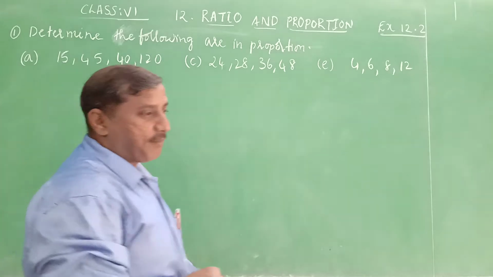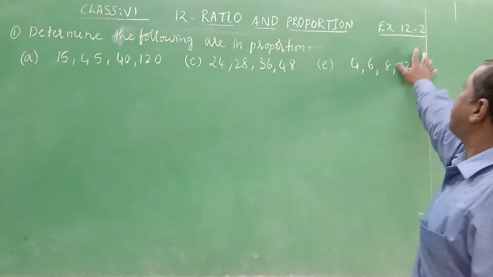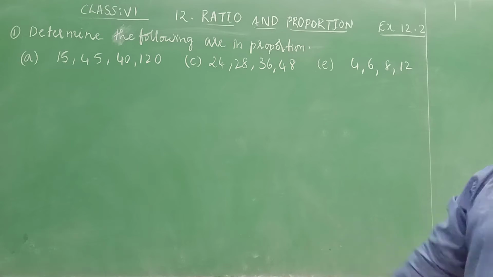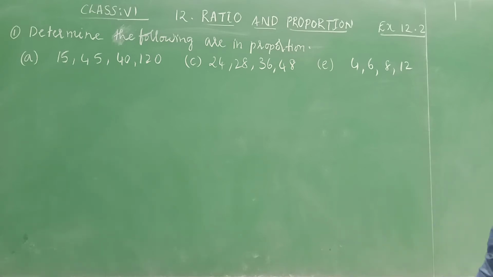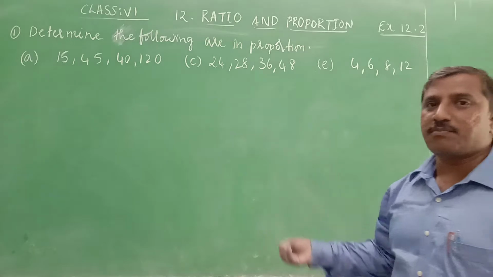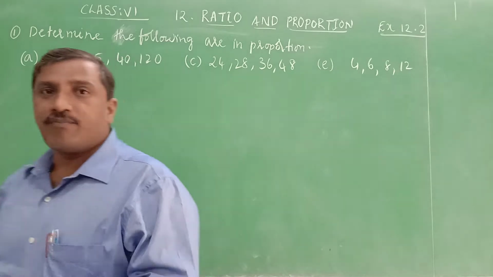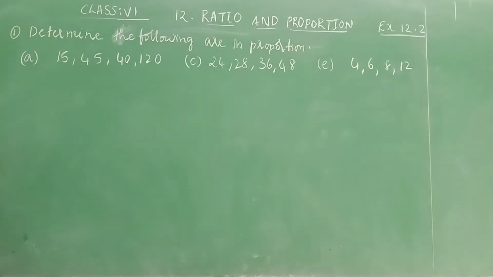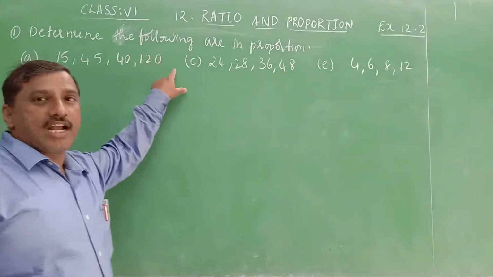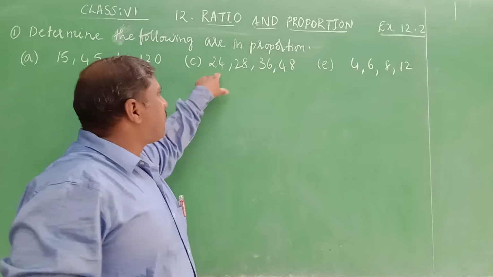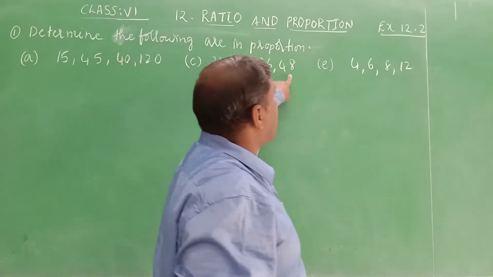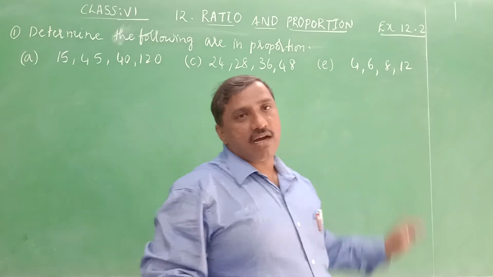Now, with the knowledge of proportion, we will solve the questions from exercise number 12.2, the first bit. Determine if the following are in proportion. So, we have to check whether they are in proportion or not. The first bit is 15, 45, 40, 120. The third bit is 24, 28, 36, 48, and then 4, 6, 8, 12.